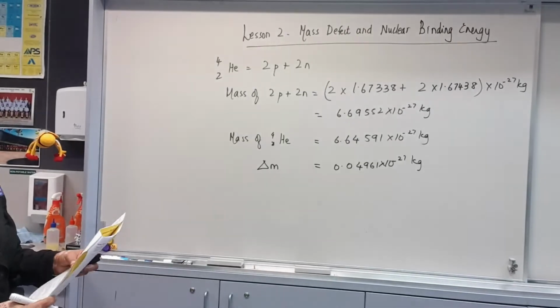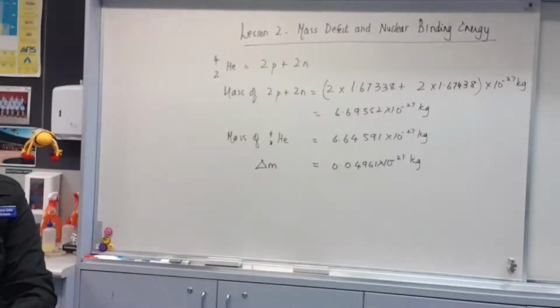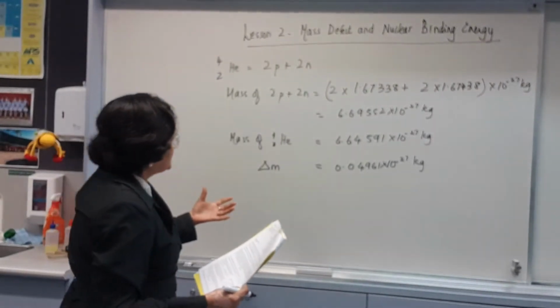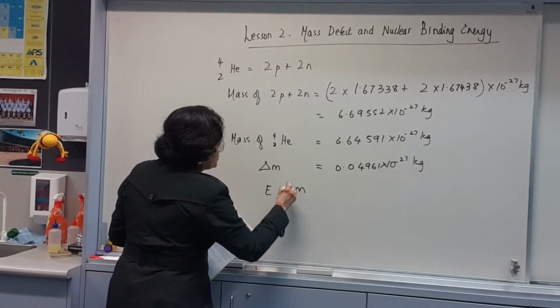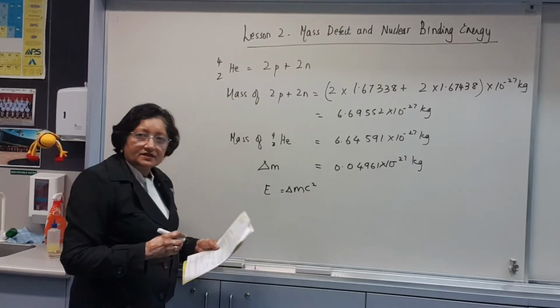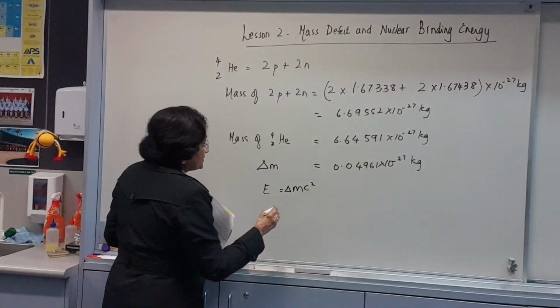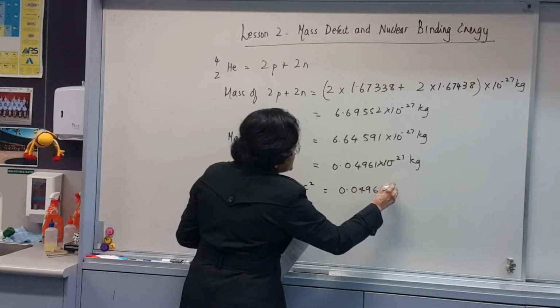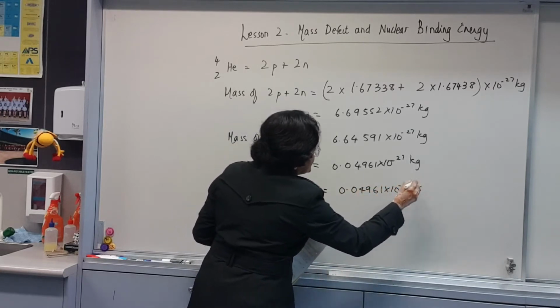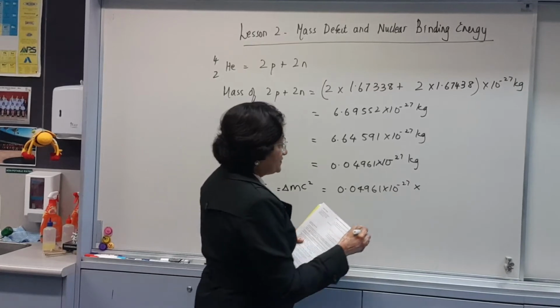Okay, and then to find out the binding energy, the binding energy is given by Einstein's equation, which is mass defect times the square of the speed of light. So the binding energy is 0.04961 times 10 to the power of negative 27 times the square of the speed of light.